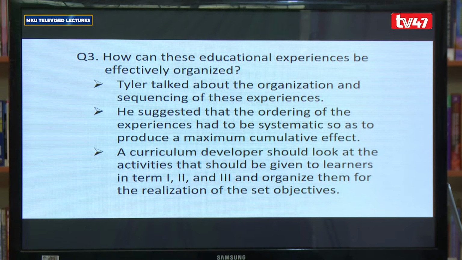Thirdly, how can these educational experiences be effectively organized? Tyler talked about the organization and sequencing of these experiences. He suggested that the ordering of the experiences had to be systematic so as to produce a maximum cumulative effect. A curriculum developer should look at the activities that should be given to learners in terms of 1, 2, and 3, and organize them for the realization of the set objectives.